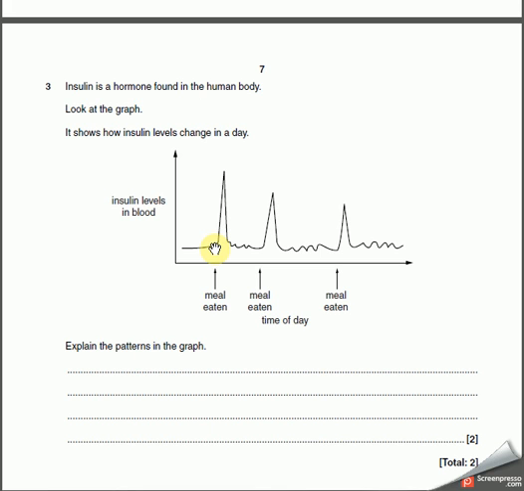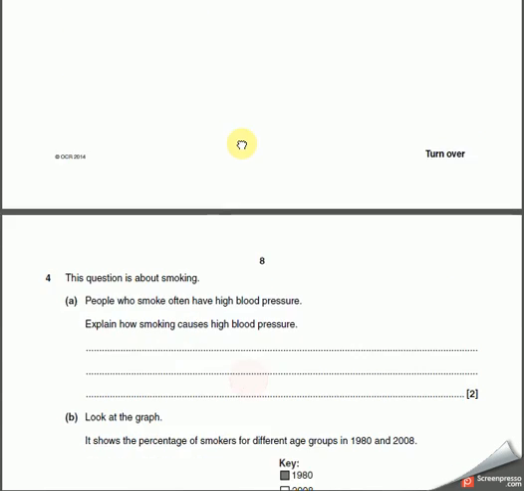So you can see that every time a meal is eaten, insulin levels increase because every time you eat a meal, there's more glucose in the blood. So therefore, more insulin is released by the pancreas. Okay, that's the explanation. See the difference?